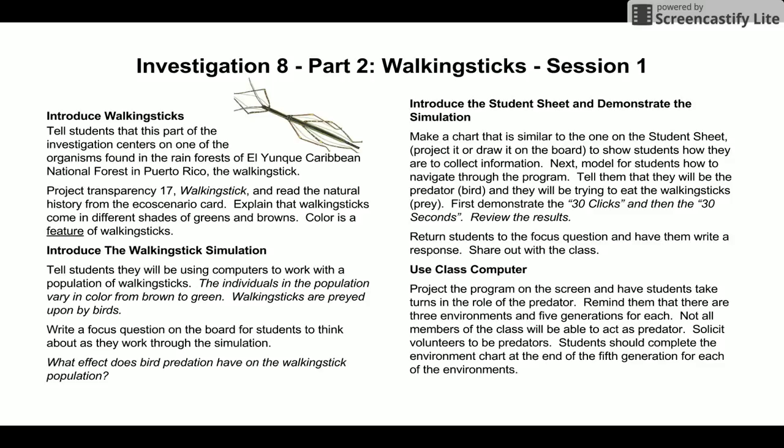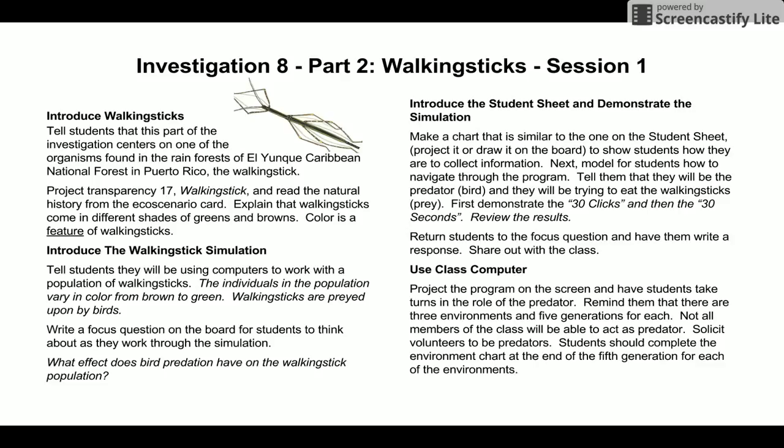Next, make a chart that is similar to the one on the student sheet, project it on the board, or draw it on the board to show students how to use it when collecting information. Next, model for students how they will navigate through the simulation. Tell them that they will be the predator and they will be trying to eat the walking sticks. First, demonstrate the 30 clicks and then the 30 seconds. Review the results, have students return to the focus question, write a response, and share out to the class.